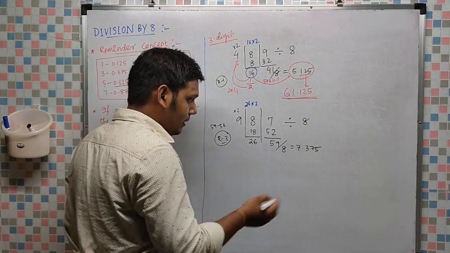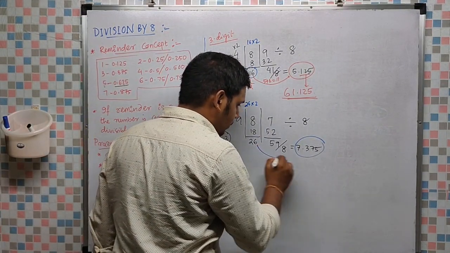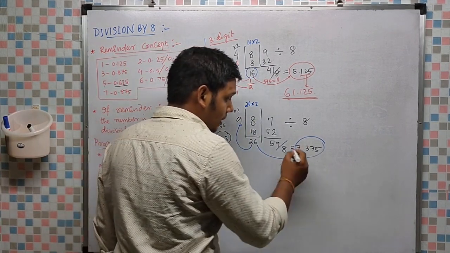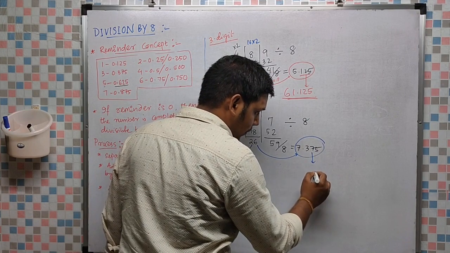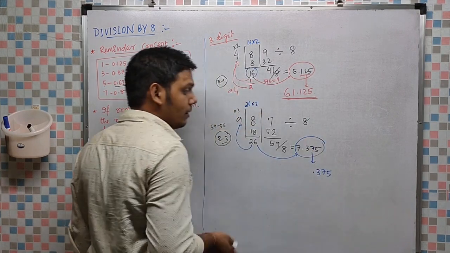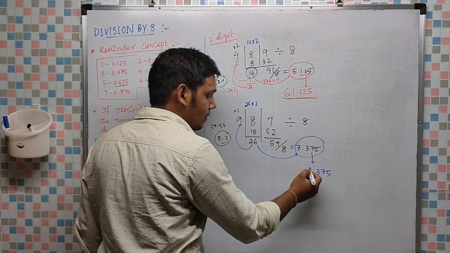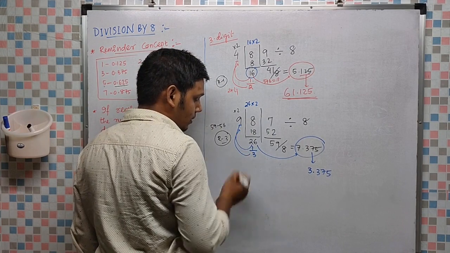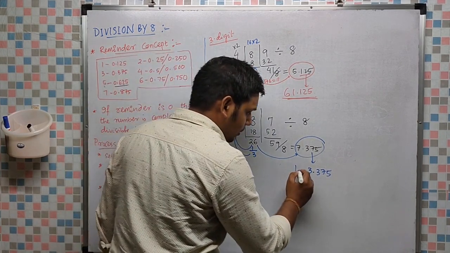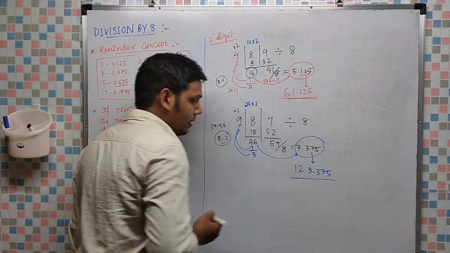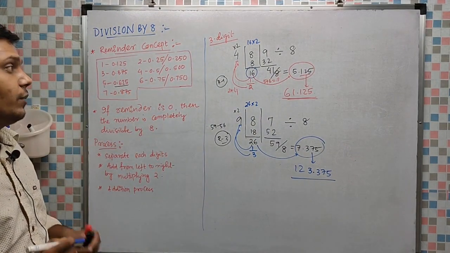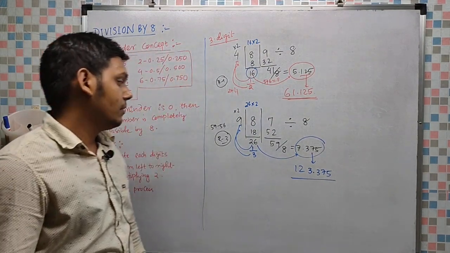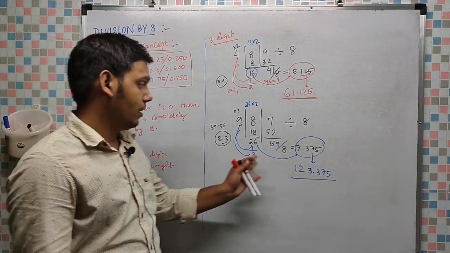Now how do I write the answer? 0.375 means this result will be added to this unit digit, and this tens digit will be added to its period digit. So 0.375 directly you have to write. Now this 7 plus 6, that is 13. 1 carry. So 2 plus 1 is 3. Now 3 plus 9, that is 12. 123.375 is the answer.